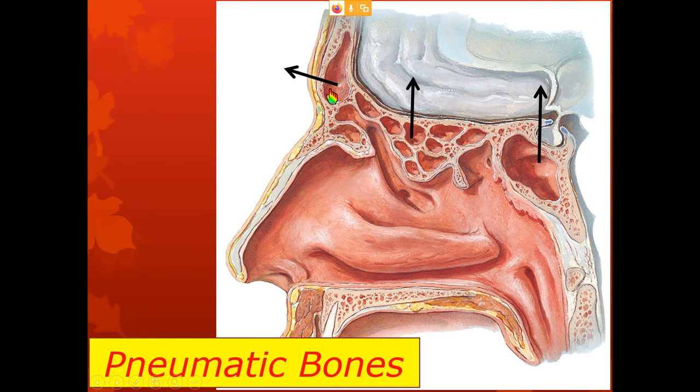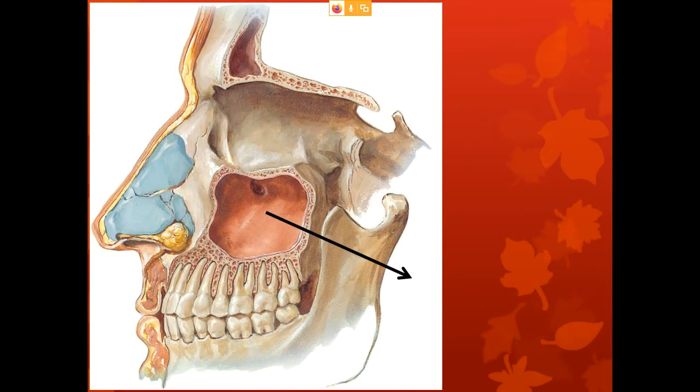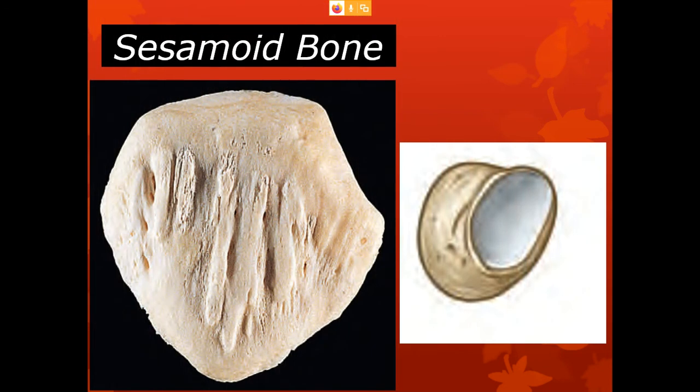And here you can identify the frontal bone. That frontal bone also has space. Here you can see the sphenoid bone, which also has space inside. So these bones are called pneumatic bones. And here you can see the maxilla. It also has space inside.